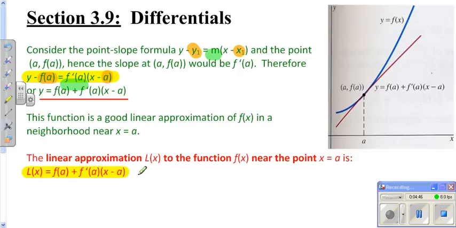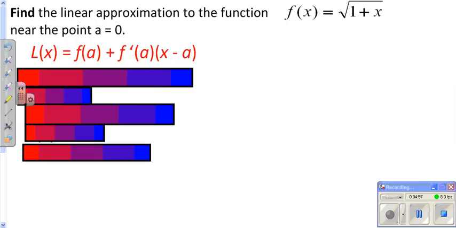Is it an exact representation? No, but it's a linear approximation of everything near or in the neighborhood of a. So let's go ahead and look at our function and use our linear approximation formula to find the line that we can use to approximate our curve.